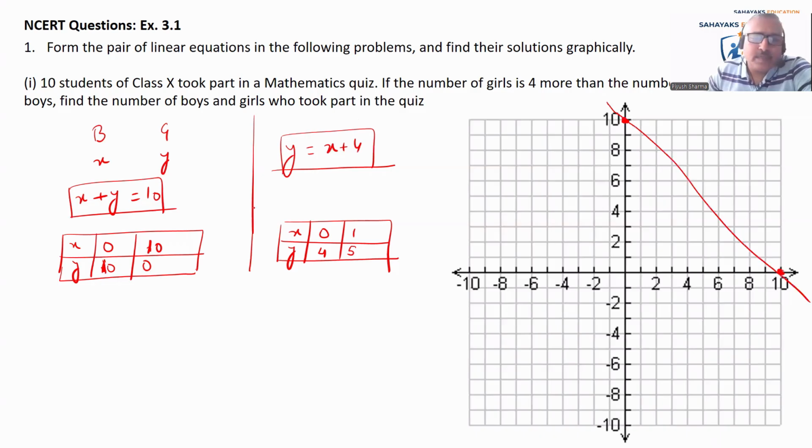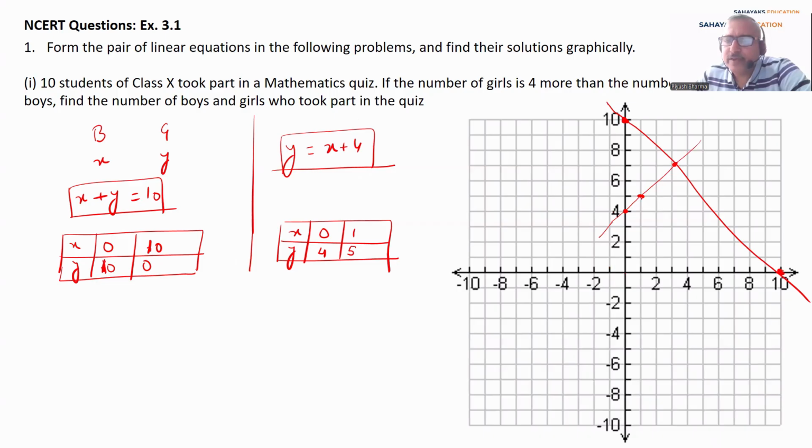And then we have got another point, 0, 4. So 0 and 4, this is the point. And we have got 1, 5. I'll say 1 and 5. This is the point 1, 5. Now if I draw the line, it will go like this. So the point is coming here somewhere.